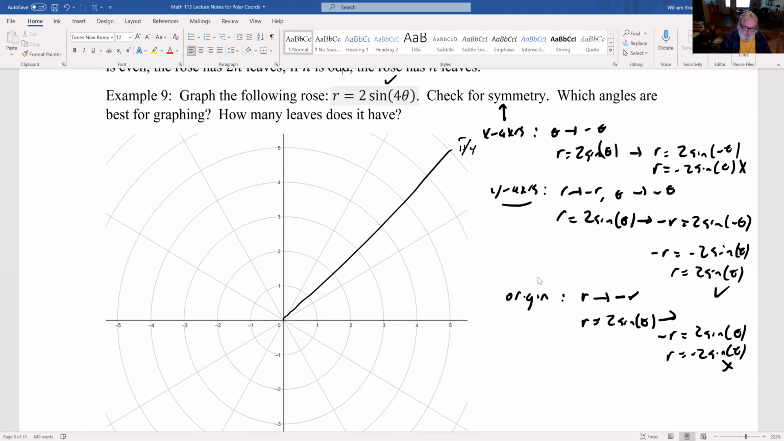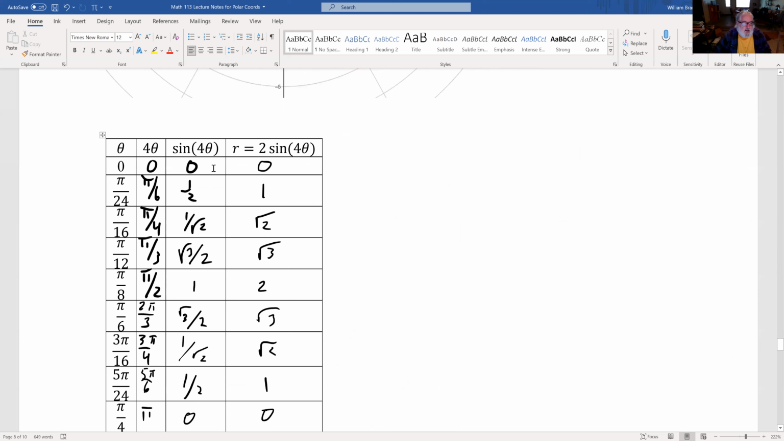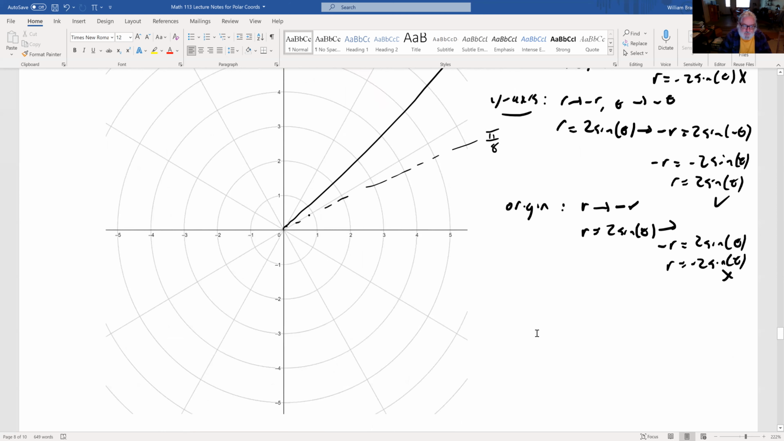And halfway out to pi over 4 is pi over 8. And what happens as we increase the angle from theta equals 0 to theta equals pi over 8, our r value goes from 0 to 2 and then back down to 0. So it's 2 here, and it's going to climb from 0 up to 2 and then back down.